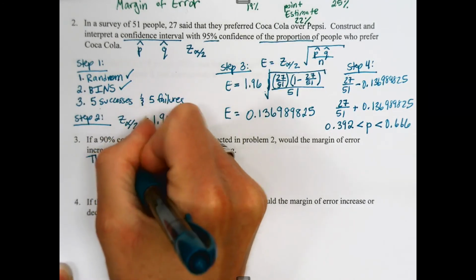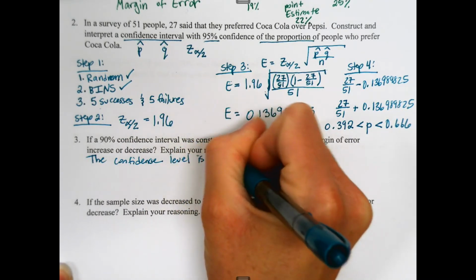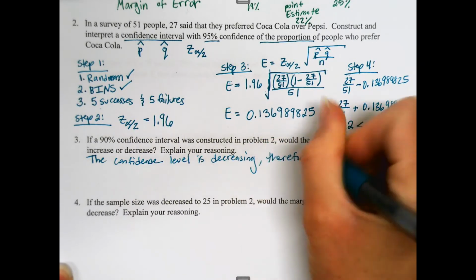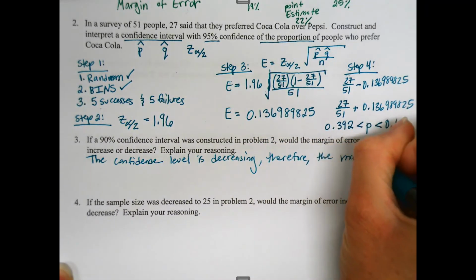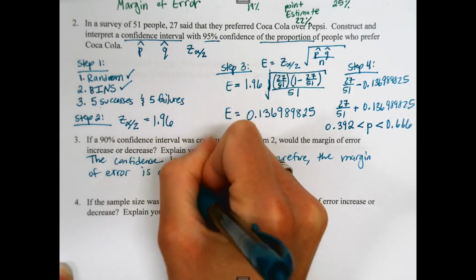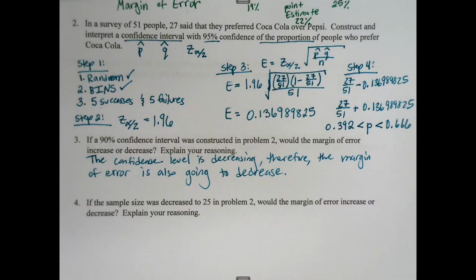The confidence level is decreasing. Therefore, the margin of error is also going to decrease. As our confidence level goes up, the margin of error increases with it. And as our confidence level goes down, our margin of error decreases with it.